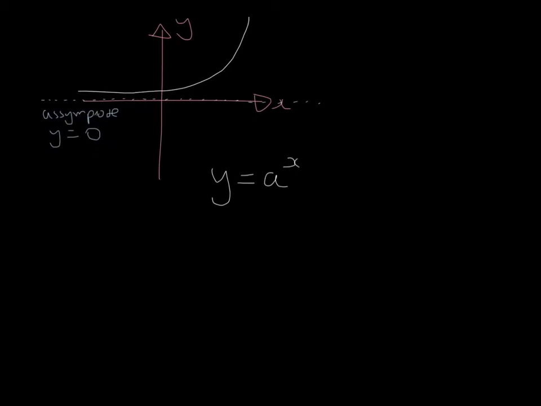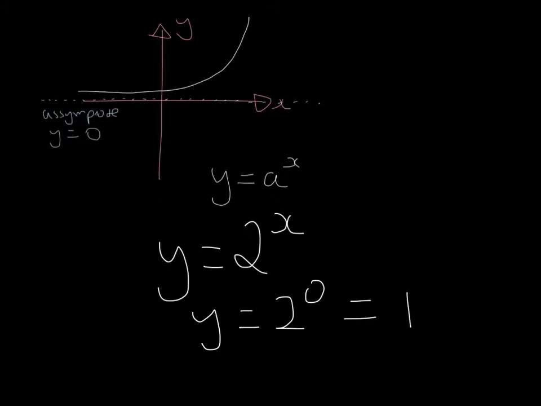Let's use a very basic example. Let's just say y equals 2 to the power of x. I know, and we know as well, that there is absolutely no value of x that would make y 0. None. For example, if I go y equals 2 to the power of 0, we know that's 1. Okay, there's not one value of x that would give me a y value of 0. That's why y equals 0 is an asymptote.